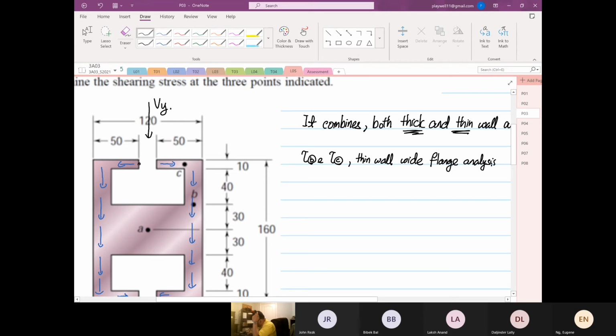Because it starts from two terminals. I'm drawing one terminal here. This is terminal 1. This is terminal 2. Right? Two terminals not related to one another is a wide flange analysis.